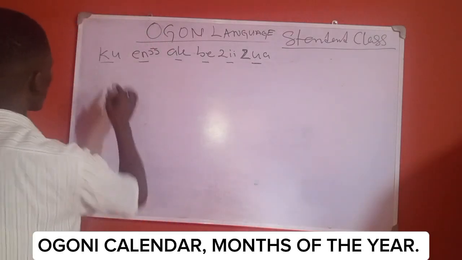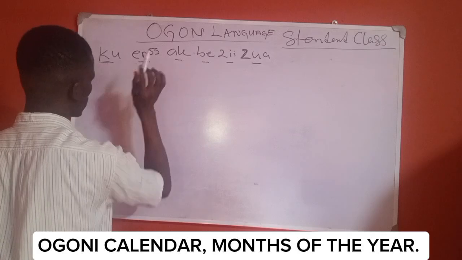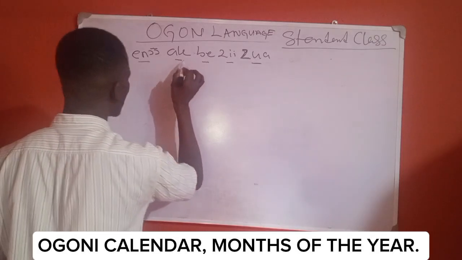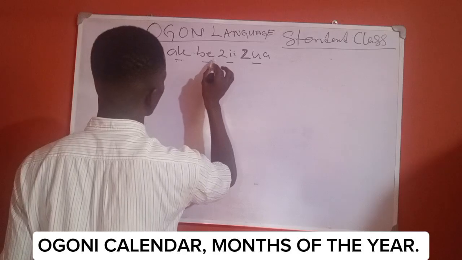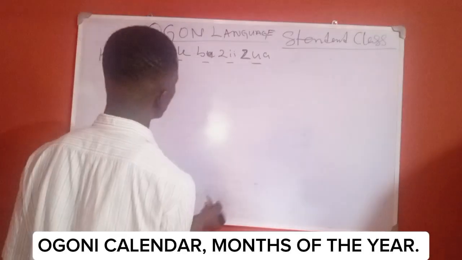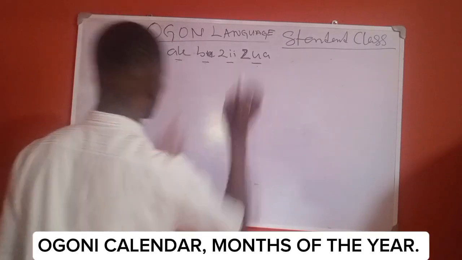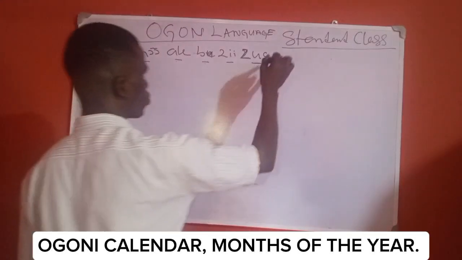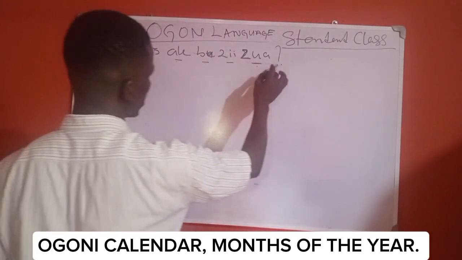You understand it? Ku is how many? Eno is months. Ale, a, bu, in, zin, man. Then dua is year. So this is a question, so you put a question mark. How many months are in a year?